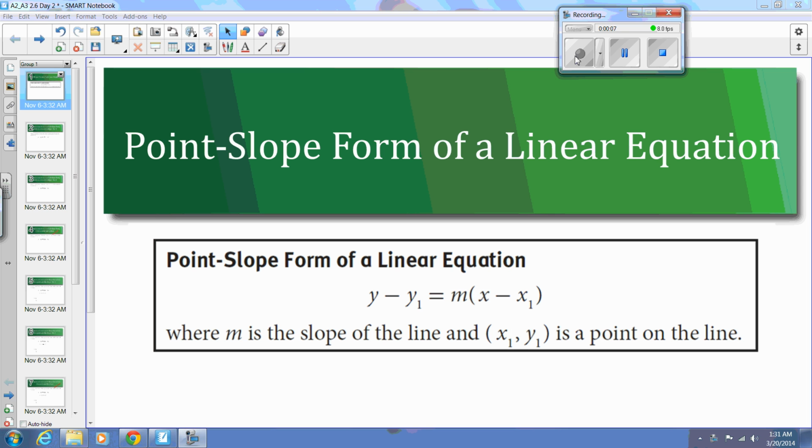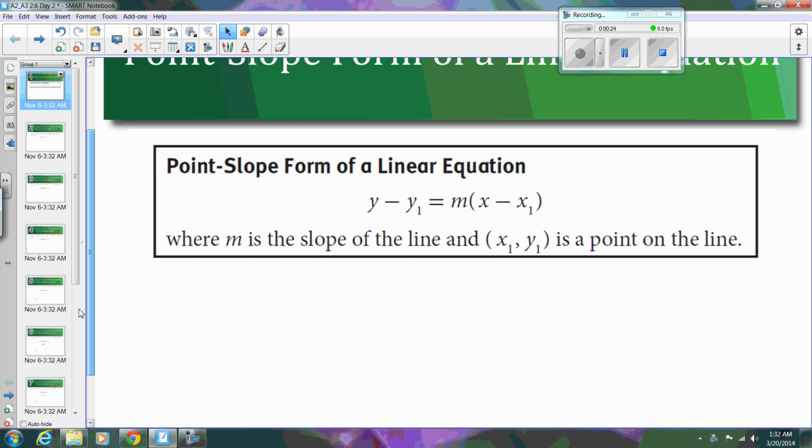Right now we are going to be doing a second form of a linear equation. We have done slope-intercept. Now we're going to move on to point-slope form. So point-slope form: y minus y1 is equal to m times x minus x1. Note that m is the slope. x1, y1 is a known point on the line.